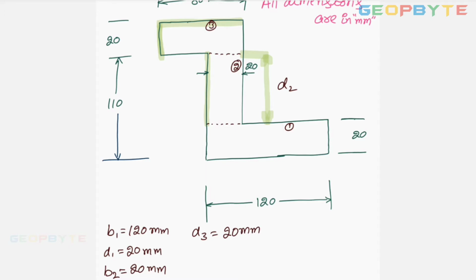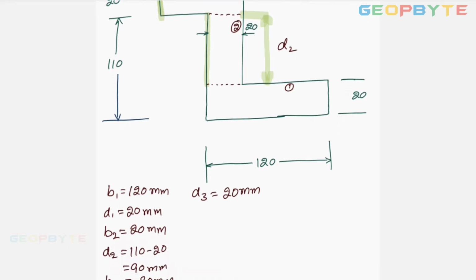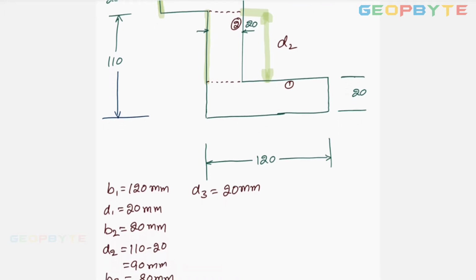Now first let us find the x bar and y bar. With this information, I hope you can find A1, A2, A3. A1 equals B1 D1. A2 equals B2 D2. A3 equals B3 D3. All values are in mm squared.